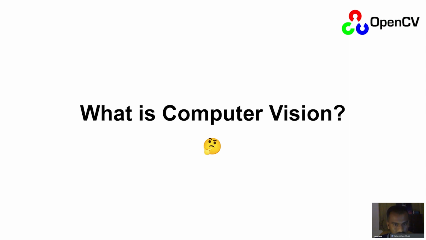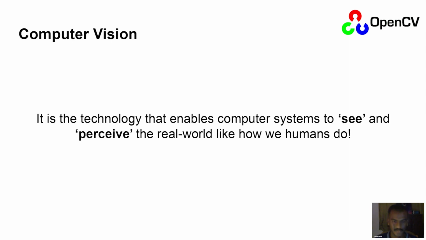All right, let's check the chat box. In simple terms, it allows a computer to see and process images similar to how a human brain does, right? Yeah, it's very similar. Thanks for the answers. So this is how I would define computer vision, right? It is the technology that enables computer systems to see and perceive the real world like how we humans do, right? It's very similar to the comment on the chat box.